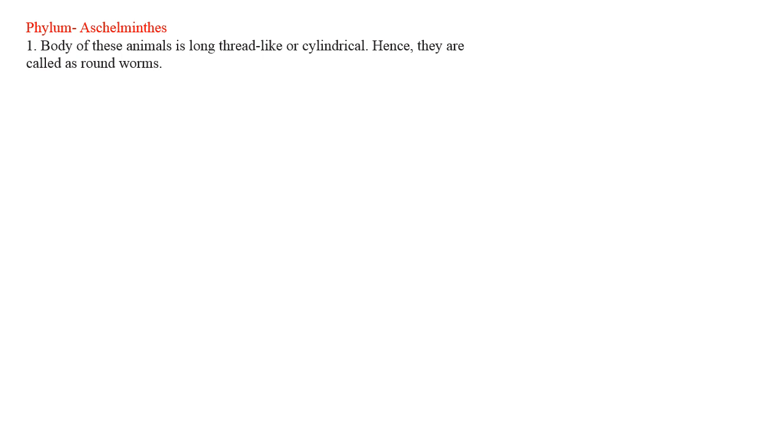Now we have the fourth phylum, that is phylum Aschelminthes. The body of these animals is long, thread-like or cylindrical, hence they are called roundworms. It is a little like the earlier phylum Platyhelminthes, where plate means plane. Now in Aschelminthes the body is not flat; it is thread-like or cylindrical, and because of that they are called roundworms.